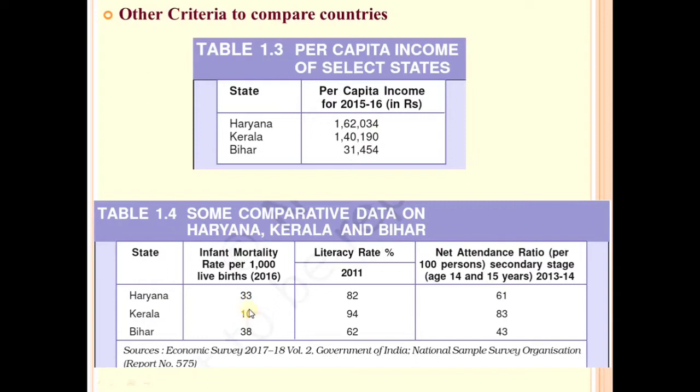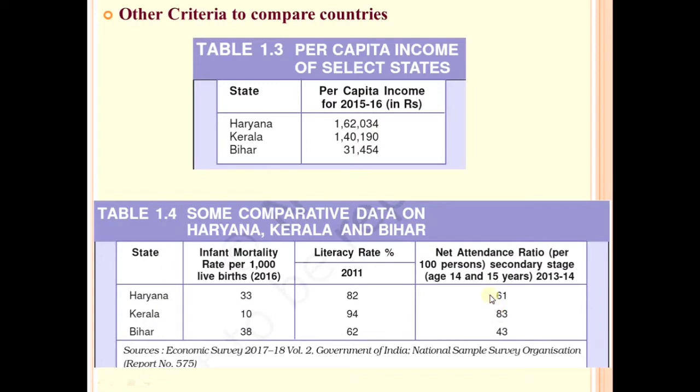In Kerala it is even lower than 1/3 of Haryana. So it means Kerala is having better healthcare facilities, and hence their IMR is much lower than Haryana. Literacy rate is also very high in Kerala, and net attendance ratio is very good in Kerala. It means that after 8th standard, those students who study in 9th and 10th are more in proportion as compared to total children in Kerala.